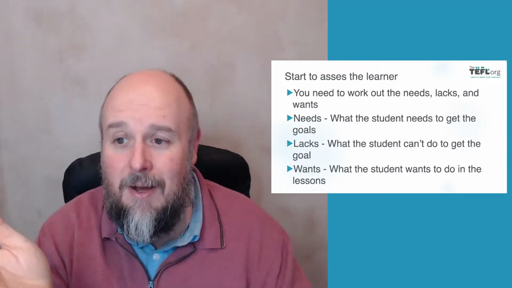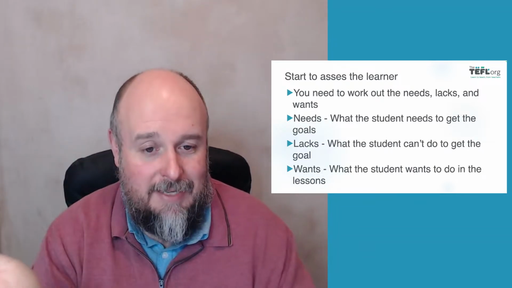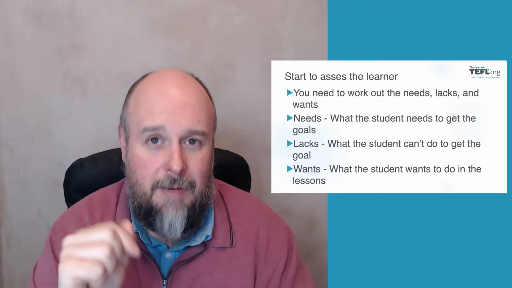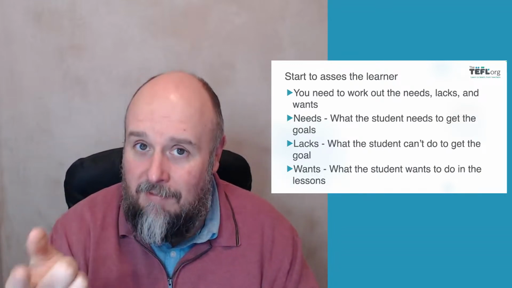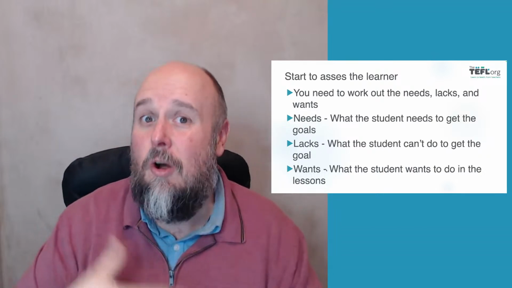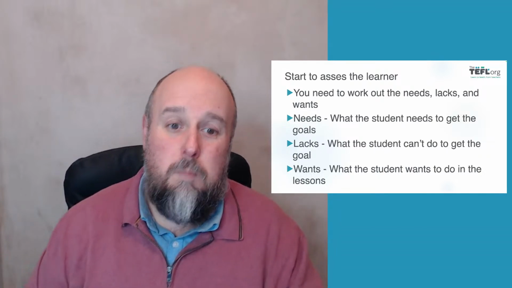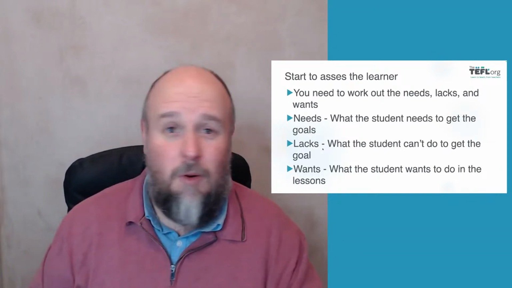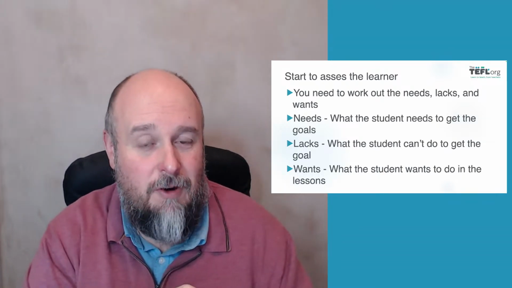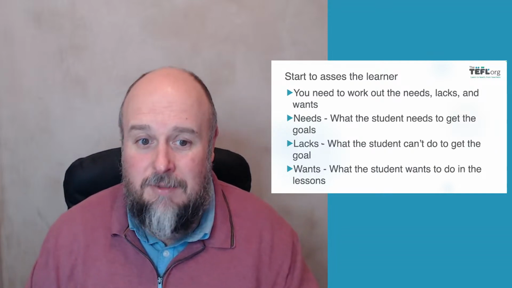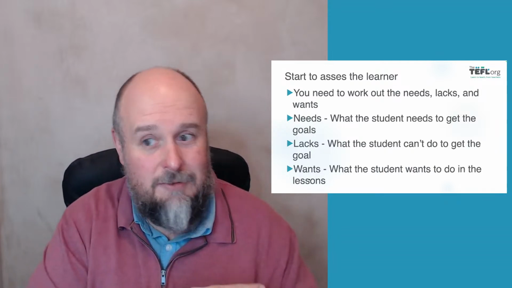So for example, they might say, I want lots of speaking practice. In this lesson, I want to do lots of speaking practice. However, you might decide, okay, actually their speaking's not as bad. They're just not very confident with it. But really, what they're really bad at is writing. They think they're good at writing, but what they are actually bad at is writing. So they lack the writing skills, but they need the writing skills, but they want speaking skills.